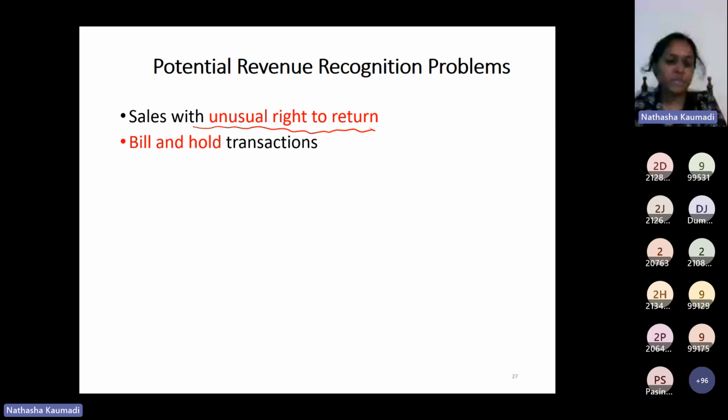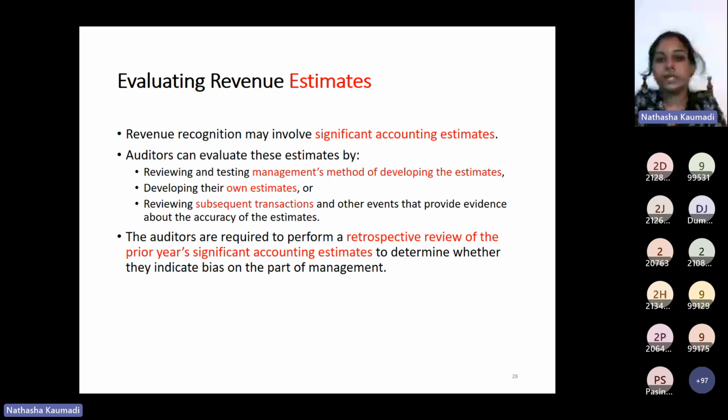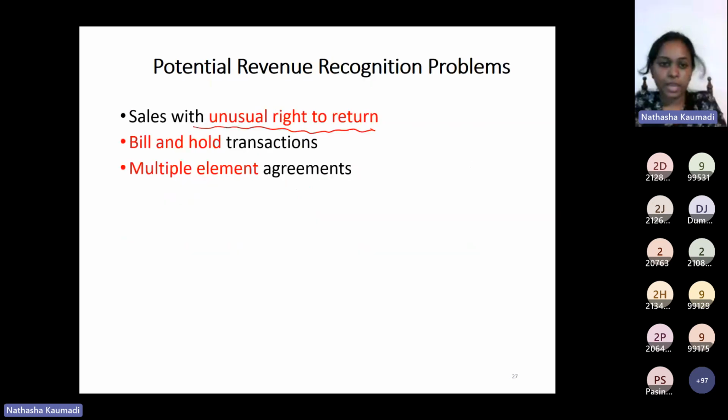Bill and hold transactions. Some transactions have been billed but held. So in those transactions, you need to get the right point. Multiple element agreements. There are multiple elements. Maintenance is there, selling the goods is there, and another component is there. So different obligations are there, and you need to check them carefully. So those are the potential revenue recognition problems.